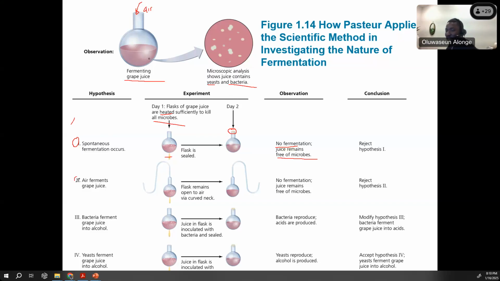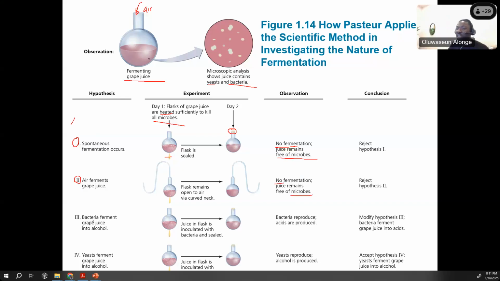Number two, then, he made a hypothesis and said air is what ferments grape juice. So he used the flask with the curved neck, so that at least air would be exposed to it. The air came into the flask. There's still no fermentation, and there's no microorganism. So that means air does not cause fermentation.